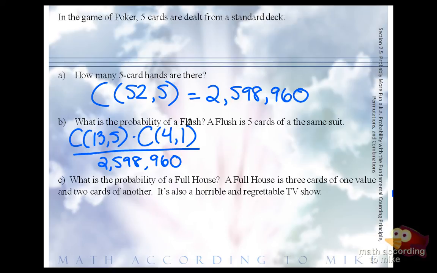So let's go over the numerator one more time. The 13 choose 5 means of the 13 cards in one particular suit, we need to pick 5 of them. The 4 represents of the 4 suits, we need to pick 1 suit. Okay. So in your calculator, you'll do 13 choose 5 times 4 choose 1.